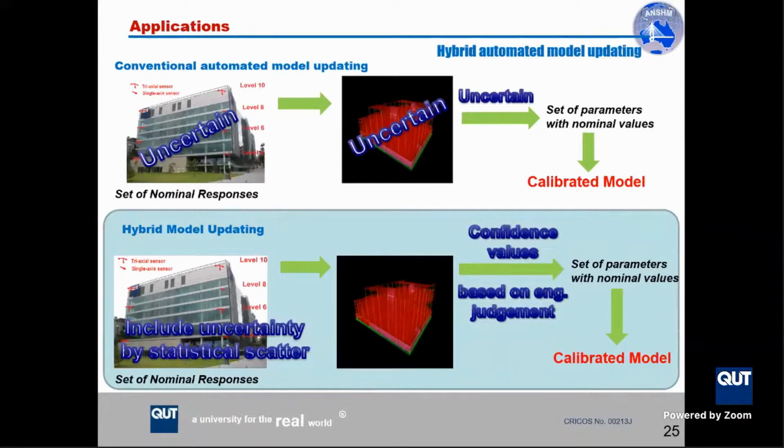In the hybrid model updating, uncertainty in the test data has been included by means of statistical scatters using the data over a period of time, and the confidence levels in tuning parameters have been considered by engineering judgment. So we may have a more reliable calibrated model at the end.